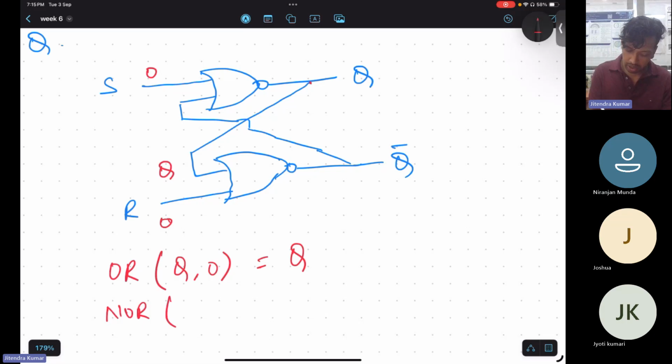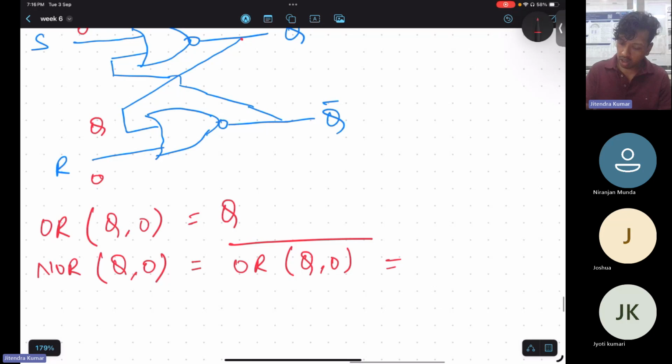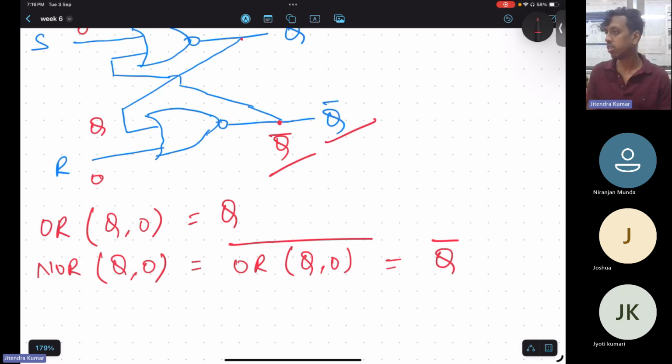Now NOR of Q and 0 will be the complement of this, isn't it? The complement of OR of Q and 0 will be the complement of Q, so Q bar. Which means what will be the output? Q bar will come. So this was Q bar and remained Q bar. It was initially Q bar and the output is again Q bar. It means memory is not going to change. Memory is not getting changed.